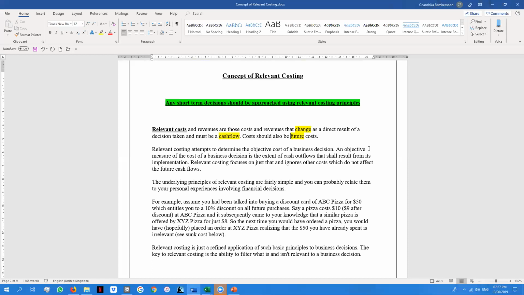Another reason why students often have problems understanding relevant costing, really it may not be their fault initially if it's being taught to them. Now, if they're self-studying this topic, it can be a nightmare because again, it's not the easiest topic. Just as with throughput accounting, this is not the easiest topic for a student to study and understand on their own.